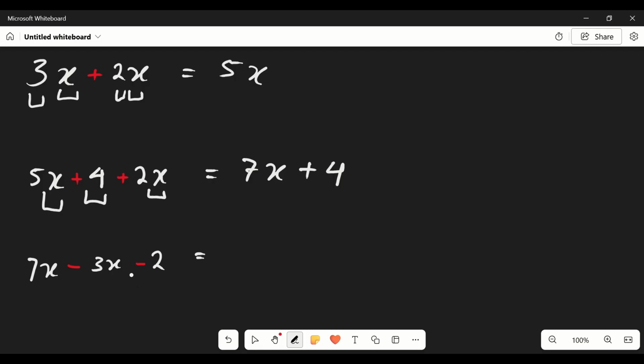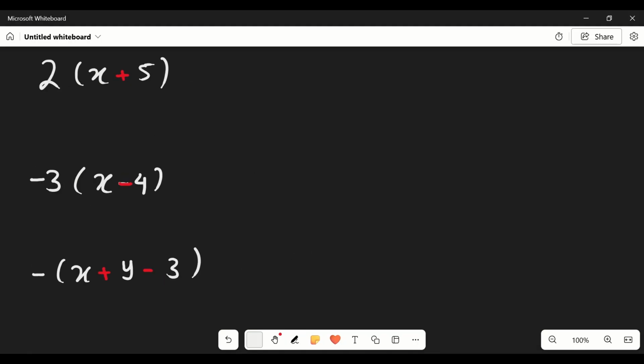7x minus 3x minus 2. First, we determine the x term. We get 7 minus 3 equals 4, then we put x, and we get the minus 2 constant.